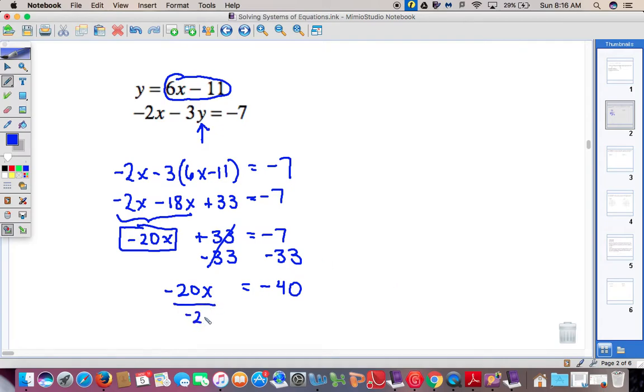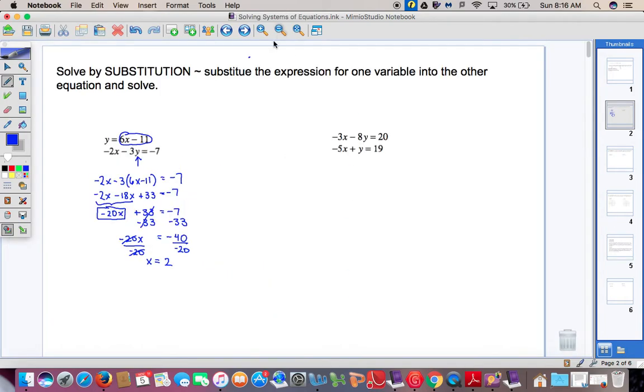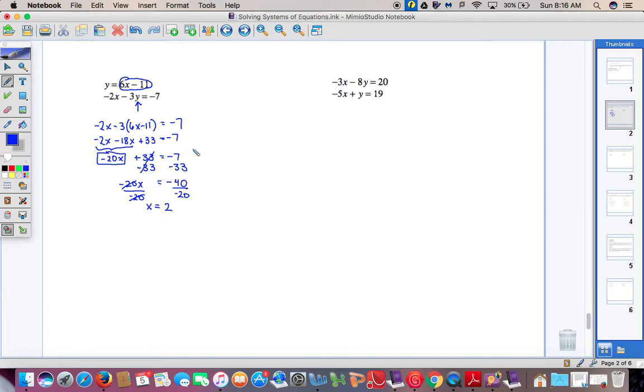Now I'm going to divide both sides by negative 20. Negative 20x divided by negative 20 leaves me with just an x, and negative 40 divided by negative 20 leaves me with a positive 2. So x equals 2. That's great. Now that I have that x equals 2, I can solve for y. I'm going to substitute this 2 in for x in one of my two equations. I'm going to use the first one because it's an easier equation to use.